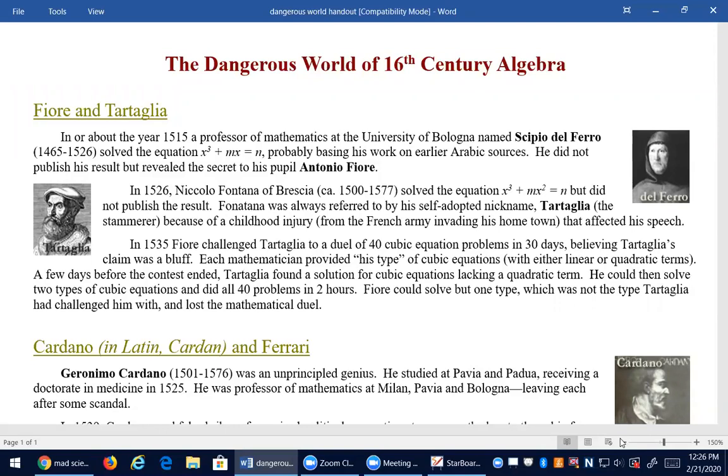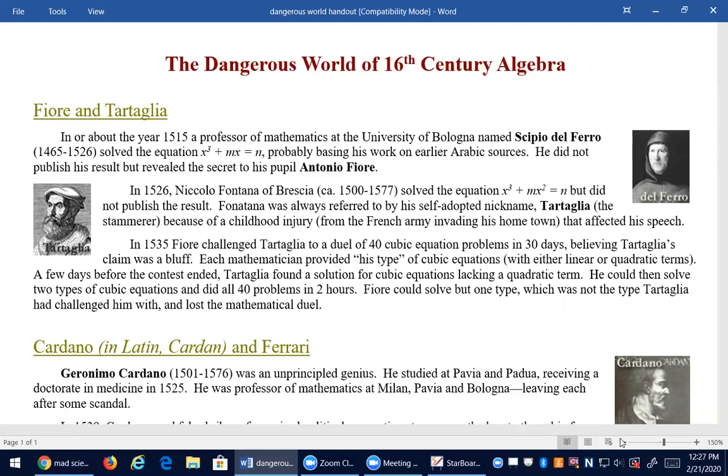So I'm just going to read this out and you can chuckle along. So about 1515, Scipio del Ferro, forgive me for not pronouncing Italian names correctly, solved the cubic equation, x cubed plus mx equals n, basing his work on earlier Arabic sources. And he didn't publish this result, because if you publish it, then everyone would know your secret and you couldn't win all your math duels and get free dinners and publicity. But he did teach it to his pupil, Antonio Fiore.